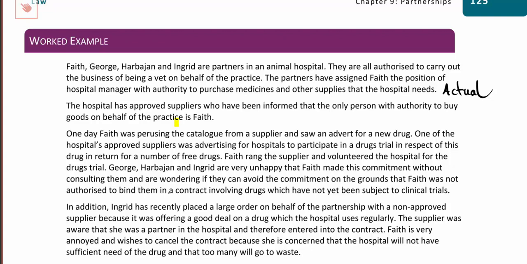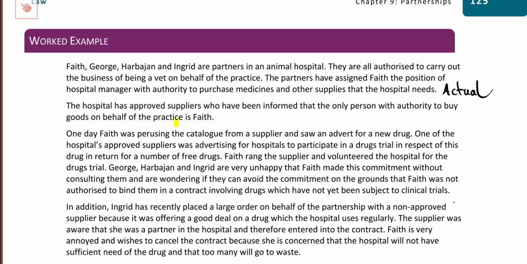George and Harbhajan and Ingrid are very unhappy that Faith made this commitment without consulting them, and are wondering if they can avoid the commitment on the grounds that Faith was not authorised to bind them in a contract involving drugs which had not yet been subject to clinical trials. So in this case, George and Harbhajan and Ingrid are saying, well, actually, Faith did have actual authority, but only to buy approved drugs, not to buy something that hasn't yet been licensed. So what do we think about that?